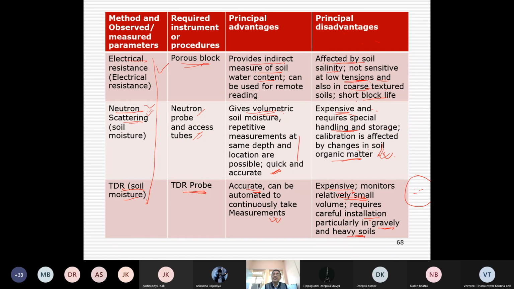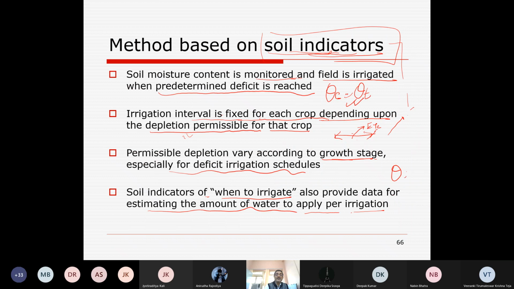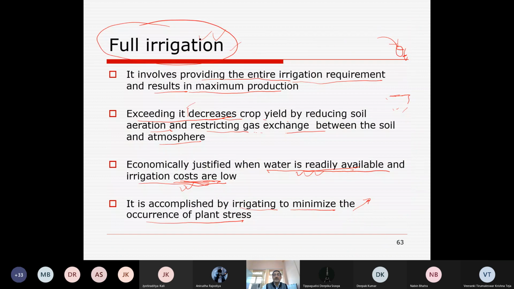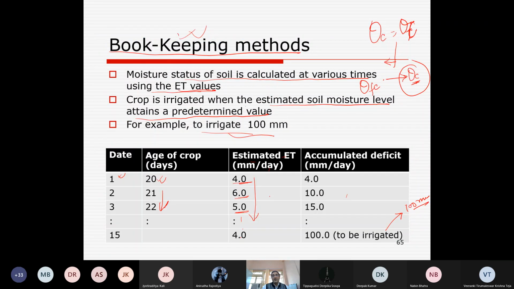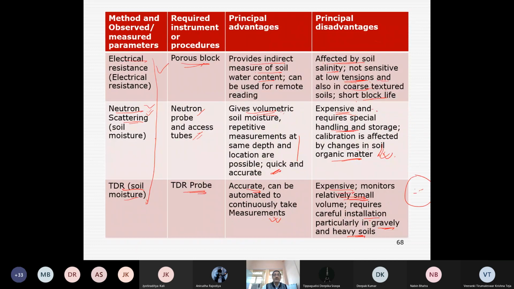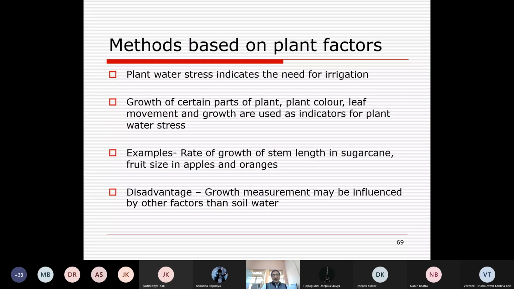So these are the methods which were used to measure soil moisture, and these can be used for irrigation planning, irrigation scheduling, right? And to find out the frequency and amount of irrigation in each time interval.